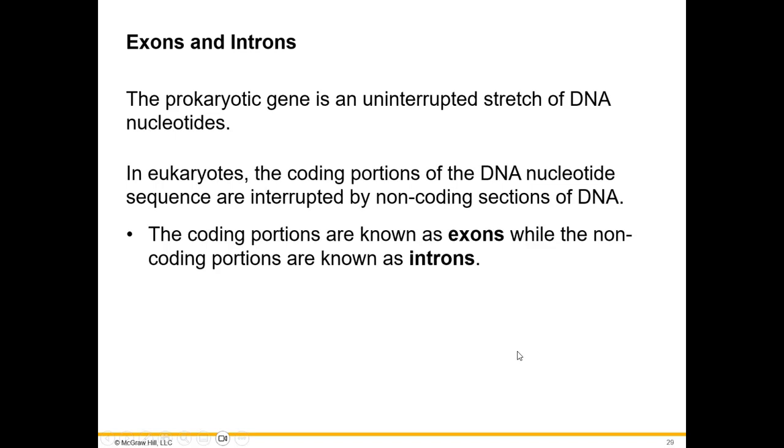So the prokaryotic gene is an uninterrupted stretch of DNA nucleotides, which we know they have that circle of DNA. In eukaryotes, the coding portions of the DNA nucleotide are going to be interrupted by non-coding sections of DNA. So that's interesting. We haven't really talked about this yet, but it's not like every single nucleotide in our genome is going to code for a protein to be produced. A lot of those sections are not coding for anything at all.